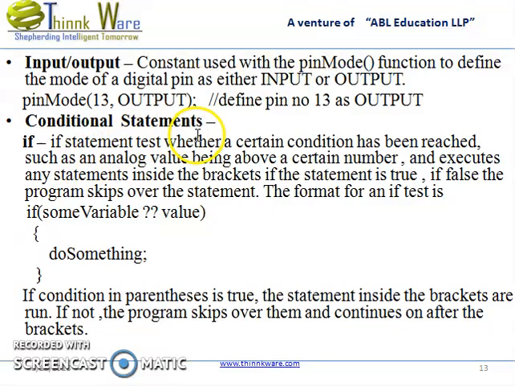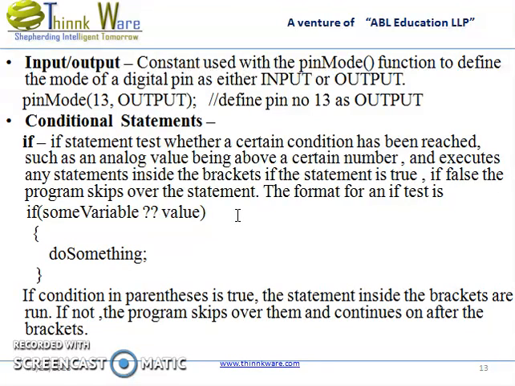Now conditional statements. An if statement tests whether a certain condition has been reached, such as an analog value being over a certain number, and executes any statement inside the brackets if the statement is true. If false, the program skips over the statement.